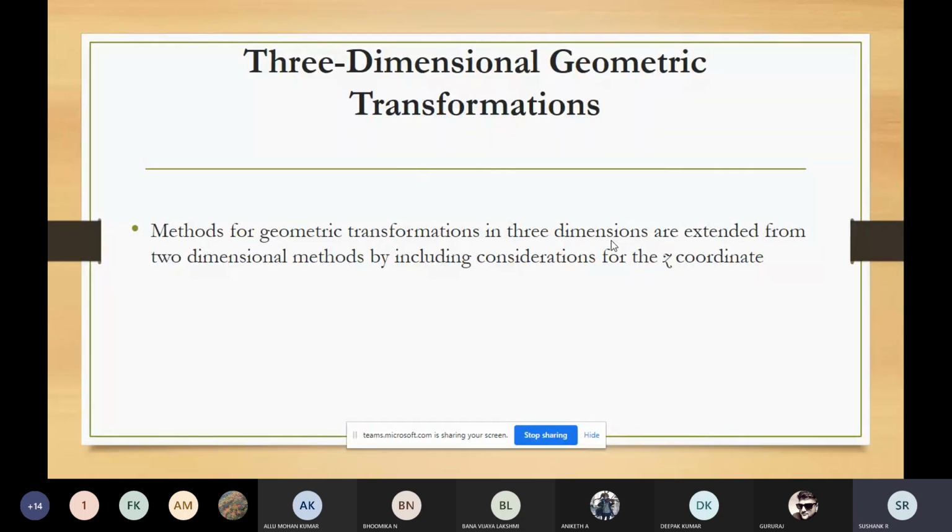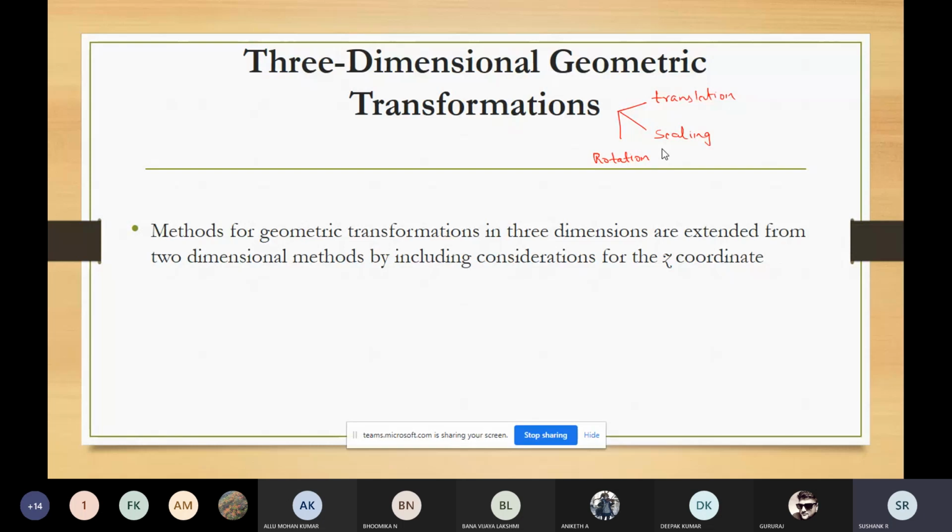Here also these transformations can be categorized into translation, scaling, rotation. So three things. Here also we have translation, scaling, rotation, and other geometric transformations like reflection and shear. So these are the five transformations we have. But the point is, here we are talking about them with respect to three dimensions.